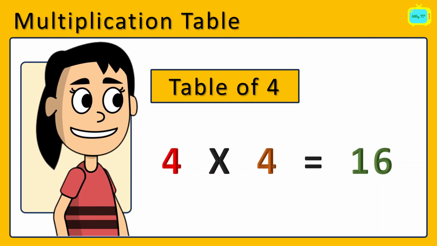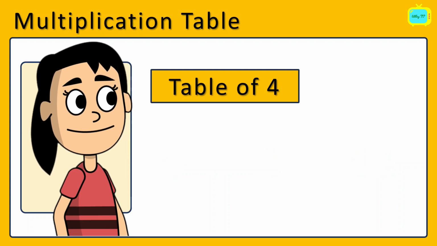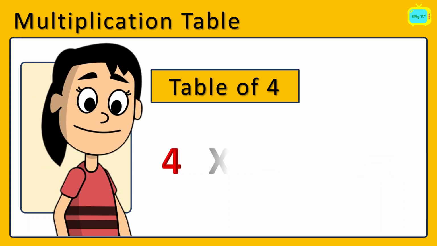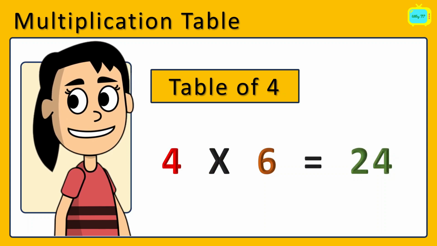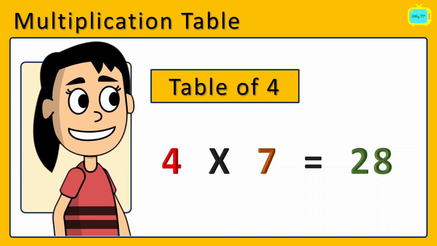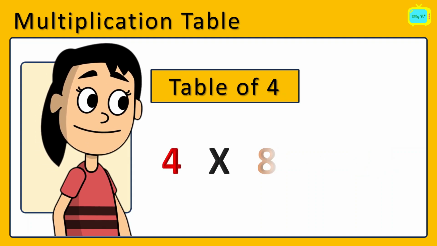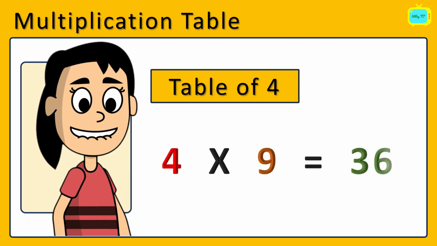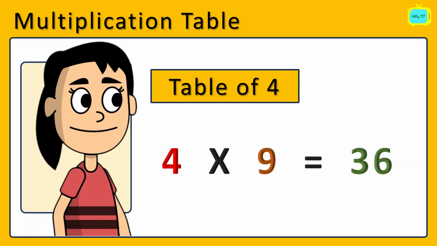4 4s are 16. 4 5s are 20. 4 6s are 24. 4 7s are 28. 4 8s are 32. 4 9s are 36.